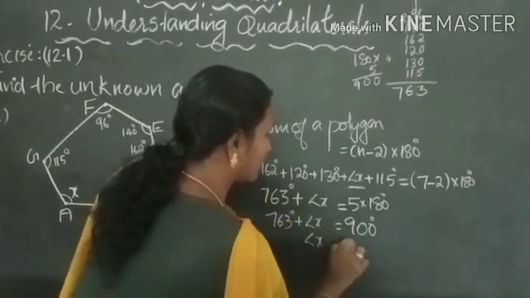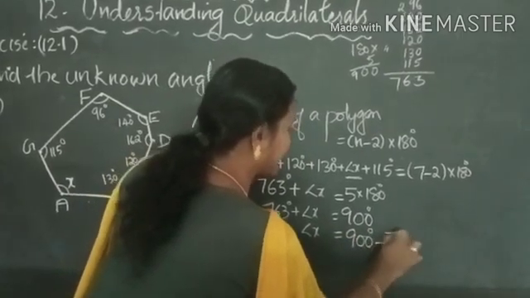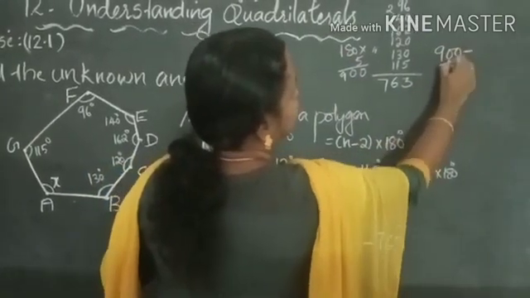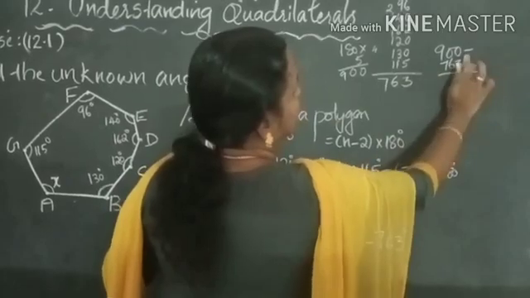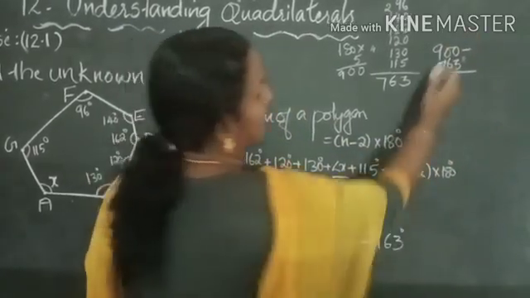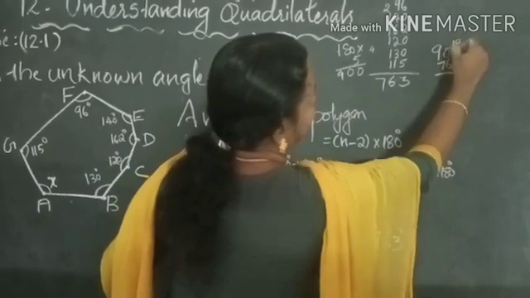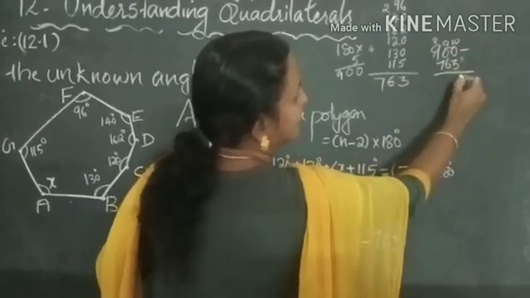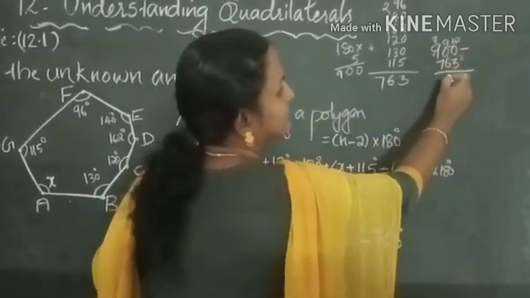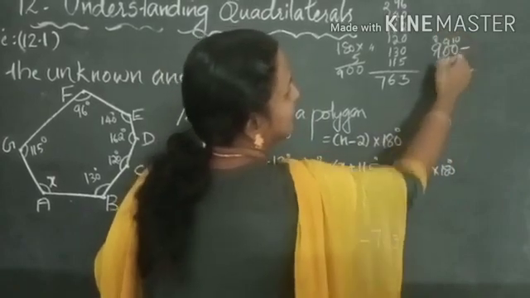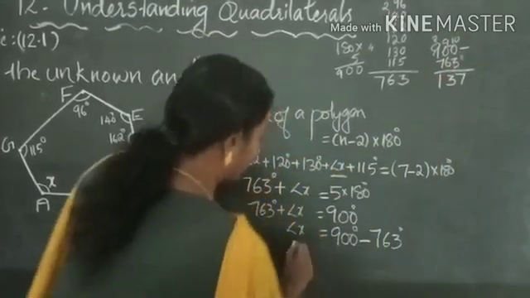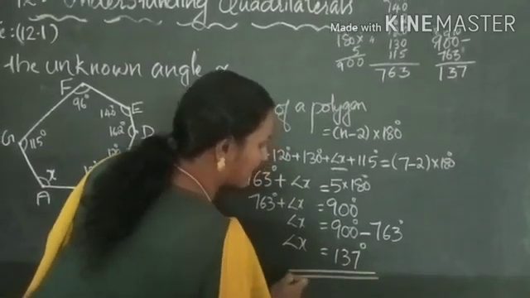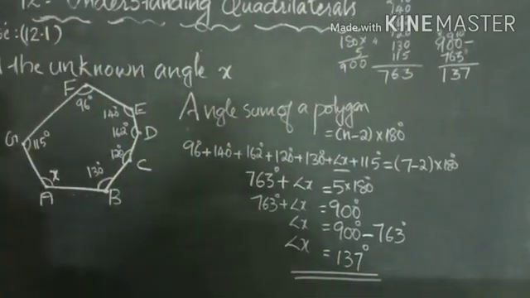So x is equal to 900 minus 763. Here 0 minus 3 is not possible. Okay. So we take 10. Here 10. Here 9. Here 1 less 8. So 10 minus 3, 7. 9 minus 6, 3. 8 minus 7, 1. So angle x is equal to 137 degree. The unknown angle x is equal to 137 degree.